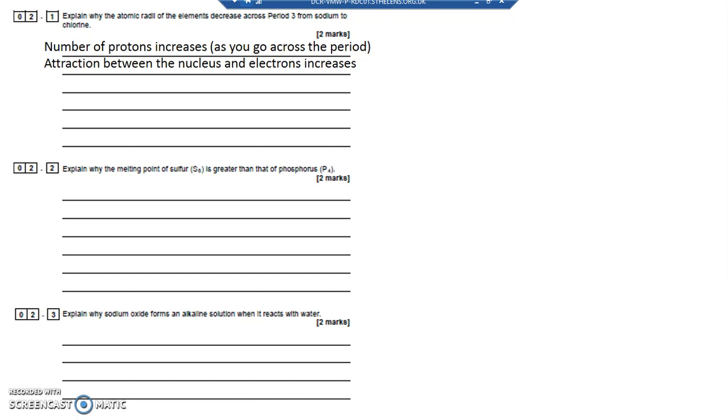So as you go across a period, the number of protons increases, so the proton number will increase, so there's greater nuclear attraction between the nucleus and the electrons. So there's greater nuclear attraction, then the atoms essentially get smaller.